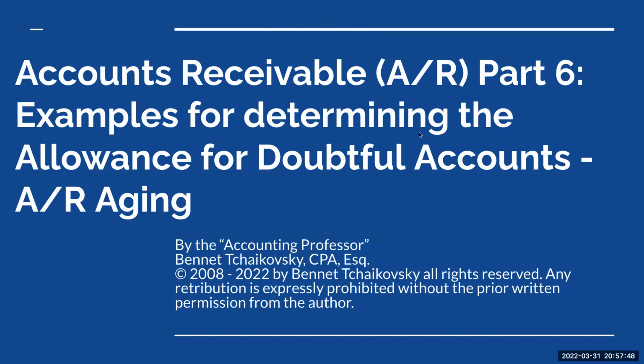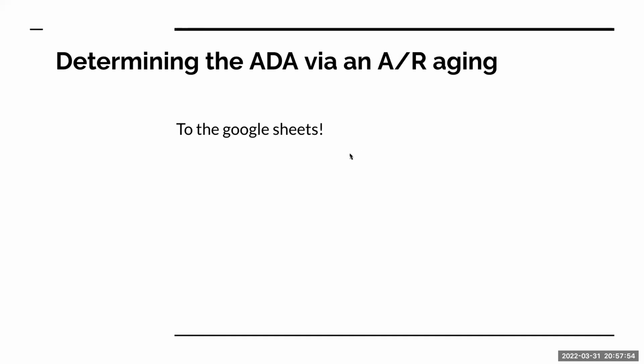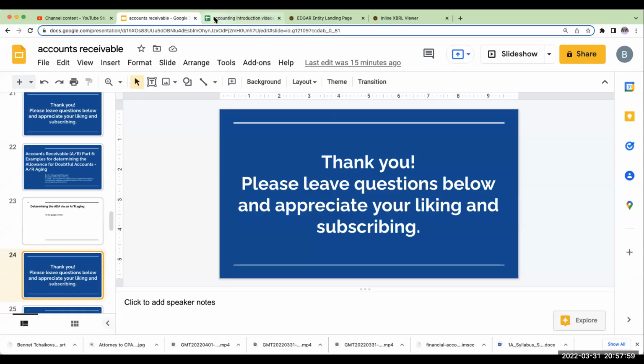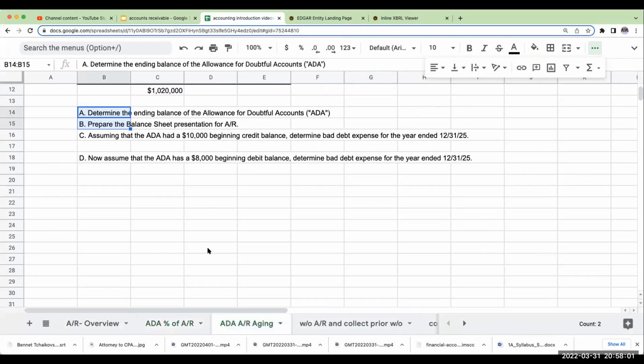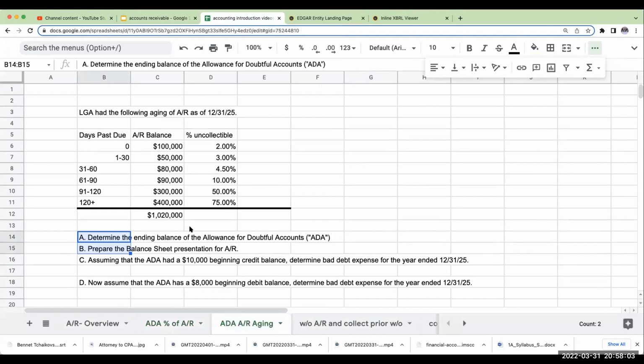Everybody, welcome to Accounts Receivable (AR) Part 6, examples for determining the allowance for doubtful accounts via an AR aging. Over to the Google Sheets, let's go. All right, let's come over here. We're not done yet. We're not going to say goodbye. Okay, so what exactly is an AR aging?